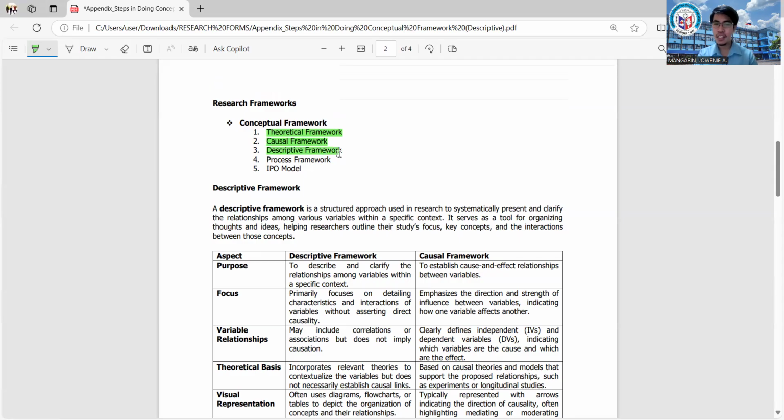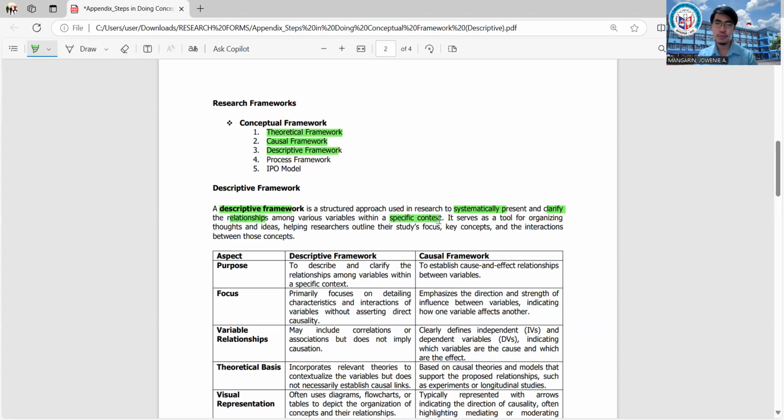So to start our discussion, let us first define ano ba yung ibig sabihin ng descriptive framework. So technically, we do use descriptive framework for us to systematically present and clarify the relationship that exists between the variables that we have in our research paper.